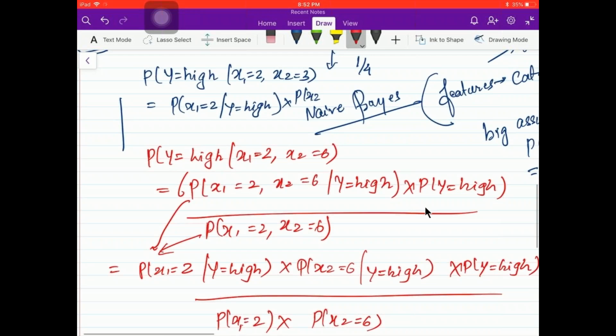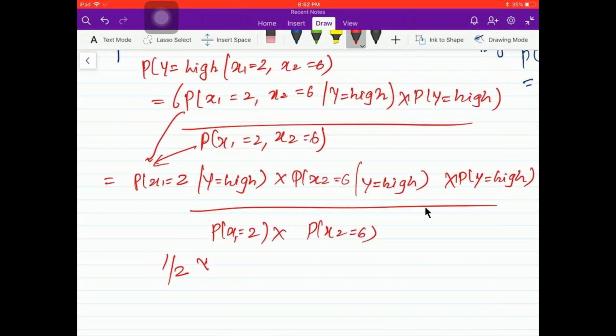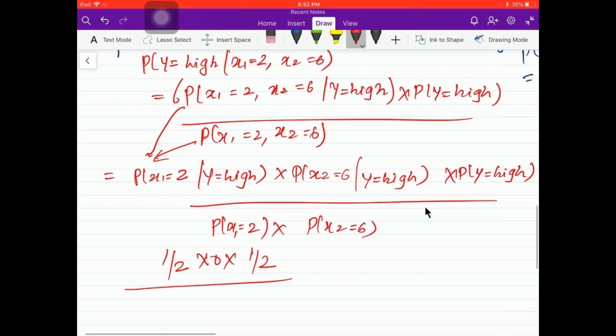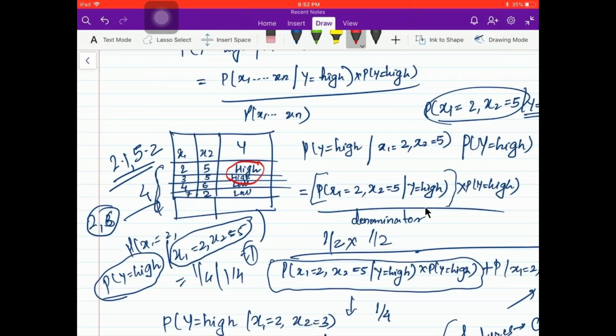Divided, I'm just writing the value so that you understand that. Into probability of high, which is 1 by 2. Divided by, what is the probability of x1 equal to 2? I'm not saying conditioned on y equal to high. I'm saying what is the probability, 1 by 4. So this is 1 by 4.